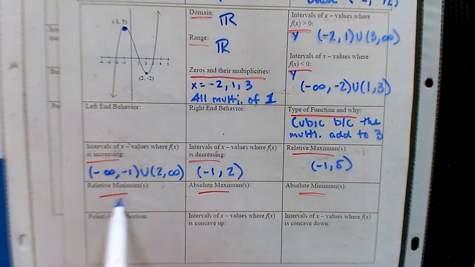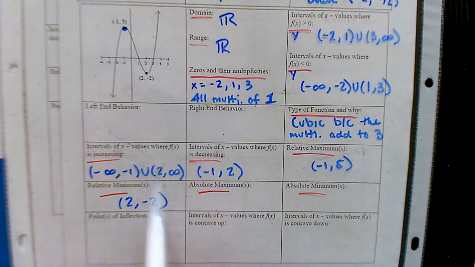Go, Dylan. 2, -2, -2. All right. What about the other types of maxes and mins? The absolutes. Absolute max, absolute min. Do we have any of those? Yeah.